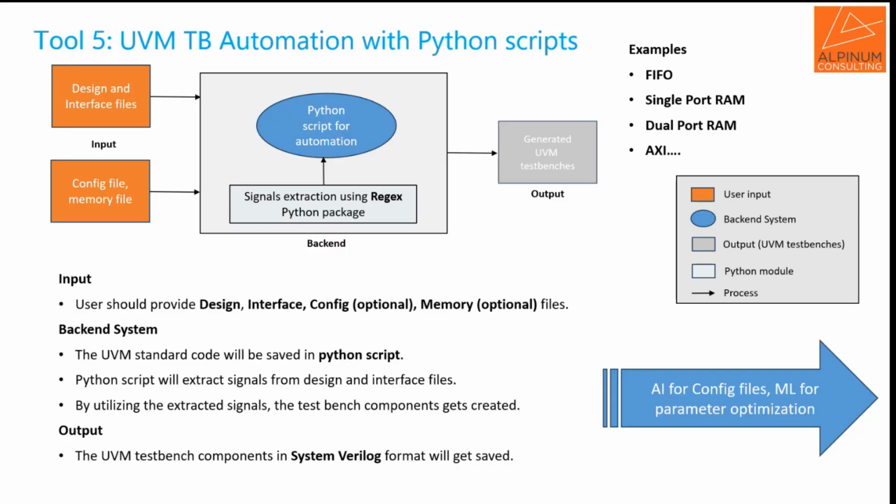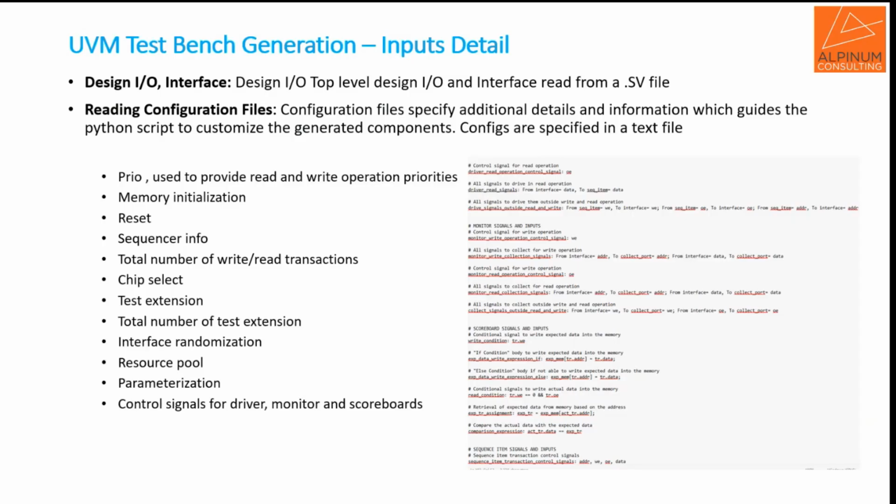So in this slide, you can see a bit more detail of this UVM test generator. As the input, it will be reading the design and interface files. The configuration has a bunch of options. There's a snapshot here where you can specify what kind of configurations you want to put in when you're going to generate the test bench for a particular design you're working on. And the tool will incorporate all this and generate the test bench output.